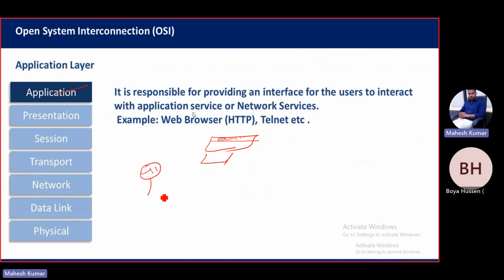You are a human, right? And you are sitting here typing into this. Everything is you and the PC interacting. So the application layer works like this: web browser, HTTP, based on that service it will hit. Overall, we can say it is responsible for providing an interface for the user to interact with any application services or network services.